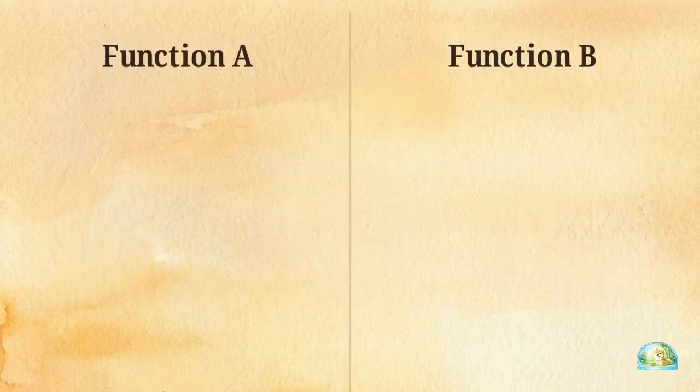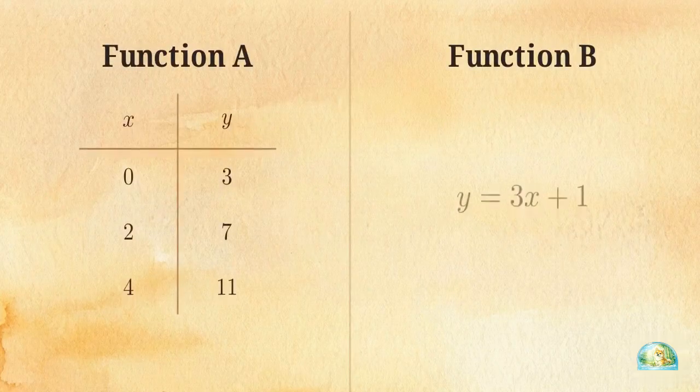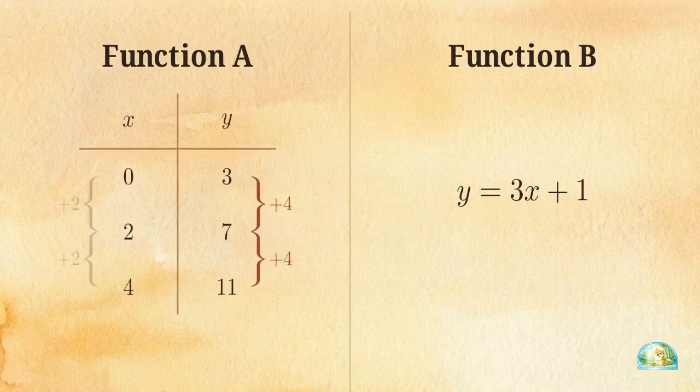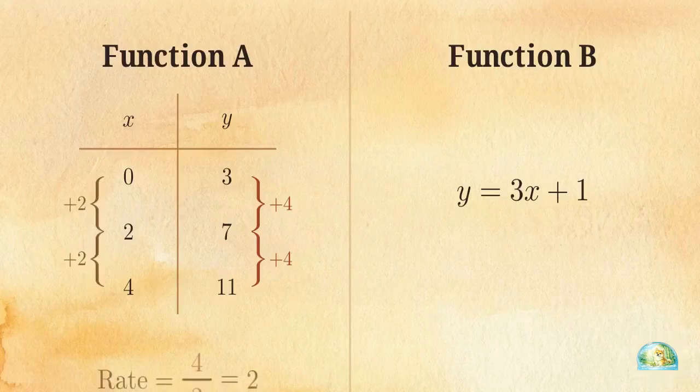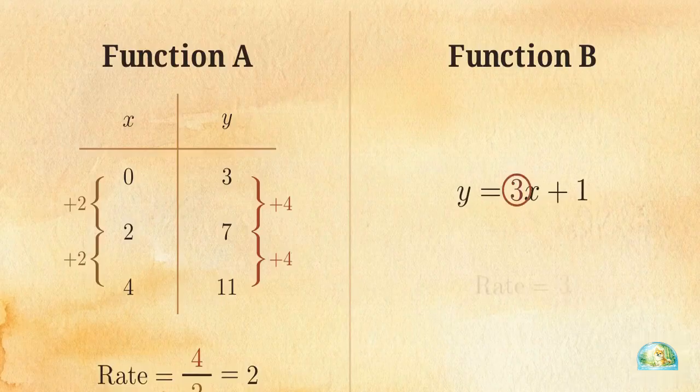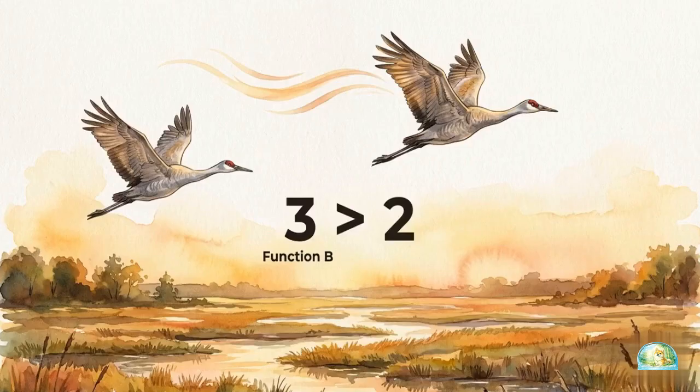To find the greater rate of change, compare function A's table and function B's equation. In the table, y values increase by 4 and x values jump by 2. Dividing them yields a rate of 2. In the equation, the x coefficient reveals a rate of 3. 3 is greater than 2, so function B has the greater rate of change. Extracting properties from distinct formats allows for direct comparison.